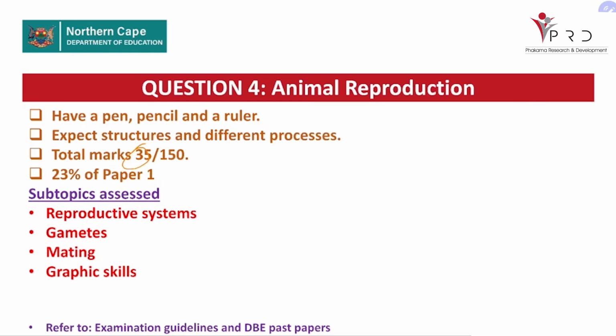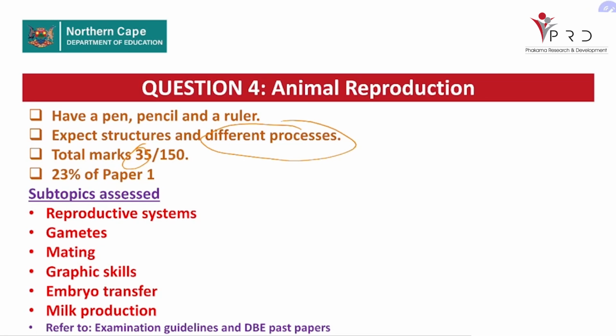Once it talks about the stages, you must know the stages in a proper sequence. And thirdly or fourthly, you have to understand the graphic skills. There is no paper without the graphic skills. With these graphic skills, you will be expected to draw. At some point, you'll be asked to interpret the graph that will be given. And the other part, know the processes as it was said. But on this paper, the information that you must bring is on embryo transfer. And you are also going to look at milk production.